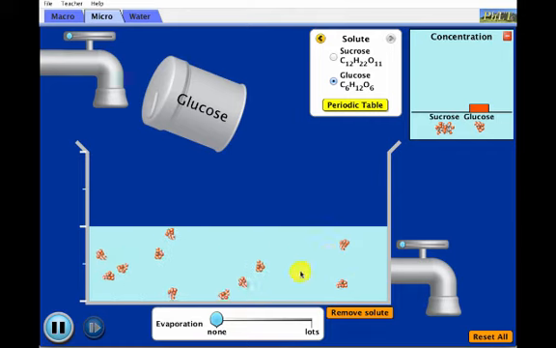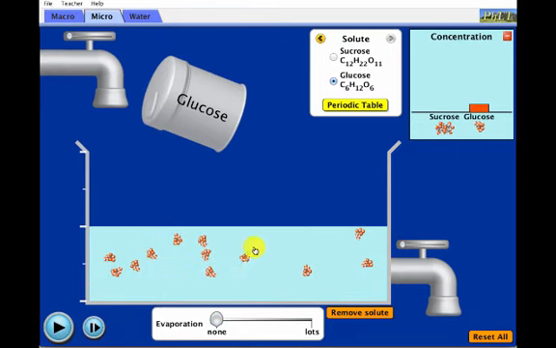Now they stay together as a group of glucose or sugar, right, because glucose is a type of sugar. So they stay together. There's no dissociation here. This is just purely dissolving. The particles go into solution and you can't see them anymore.